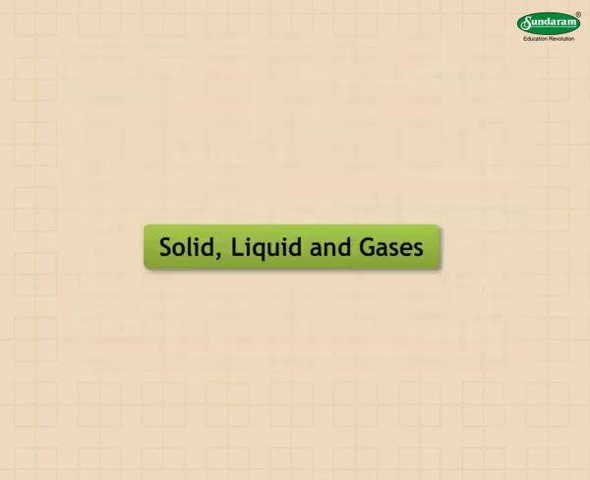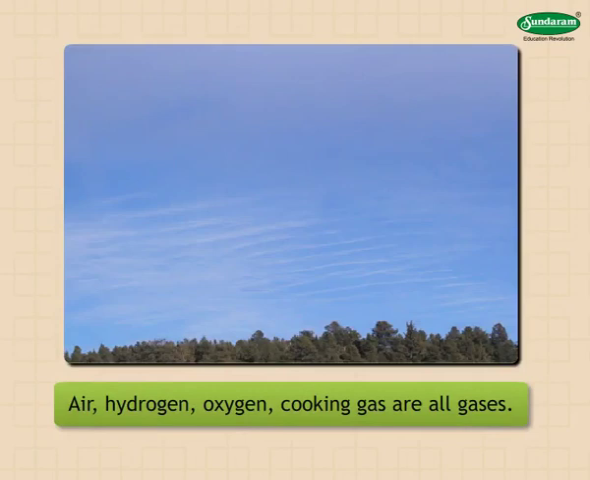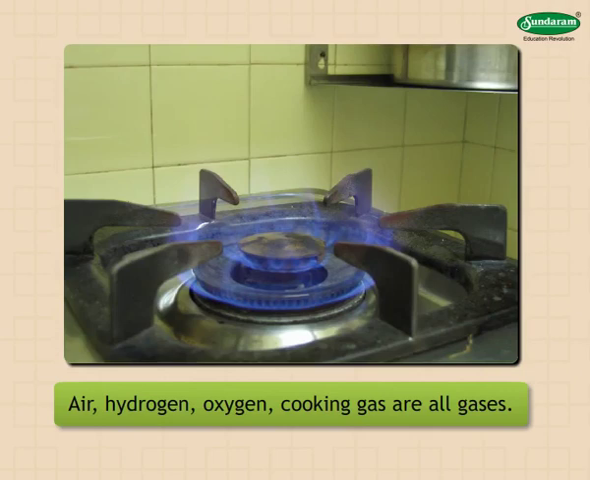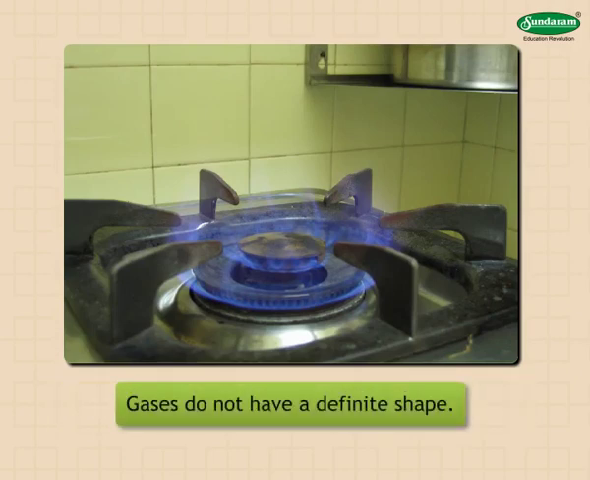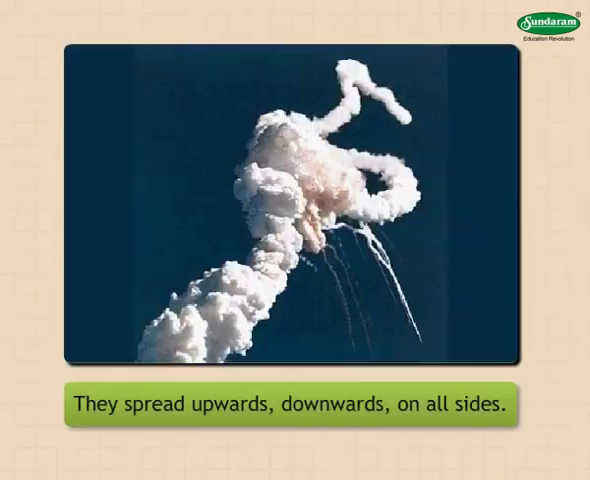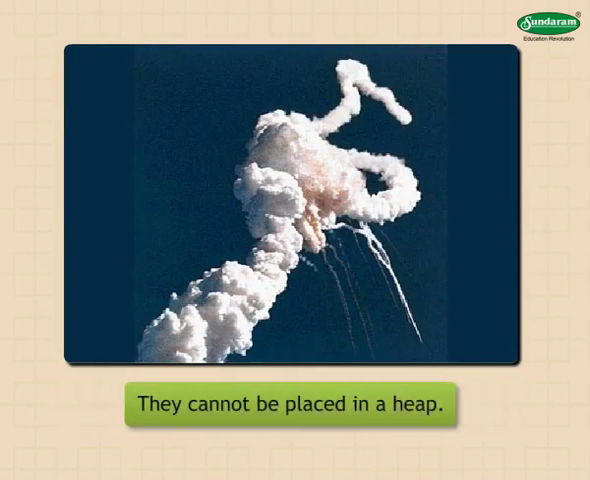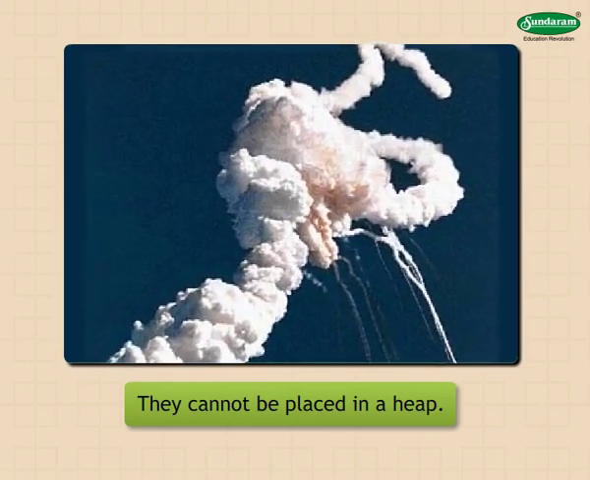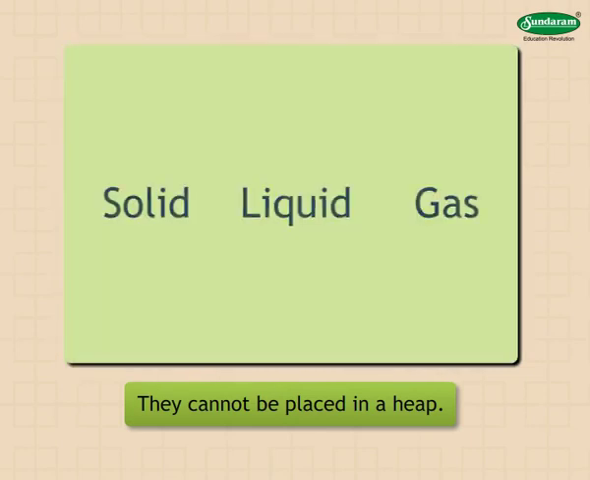Solid, liquid and gases. Air, hydrogen, oxygen, cooking gas are all gases. Gases do not have a definite shape. They do not collect at one place. They spread upwards, downwards, on all sides. They cannot be placed in a heap. Like the solid and liquid states, the gaseous state is also a state of substances. Solid, liquid, and gas are the three states of substances.